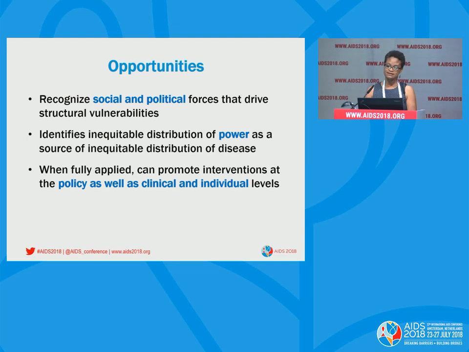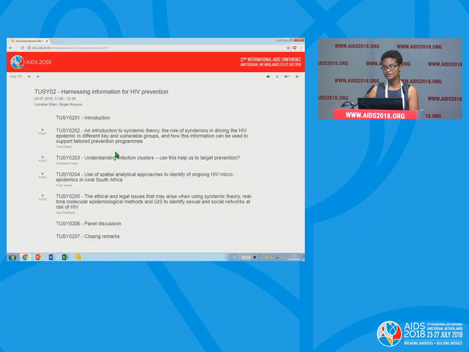It reminds us to focus on social and political forces that drive the structural vulnerabilities that we see, as opposed to the risk factor mentality, which sometimes ends up blaming people living with HIV for having HIV rather than looking at the social conditions that drove their risk to start with. It identifies inequitable distribution of power as the source of inequitable distribution of disease. And when it's fully applied, it can promote interventions at the policy as well as the clinical and individual level. So thank you for your time, and I look forward to our conversation.